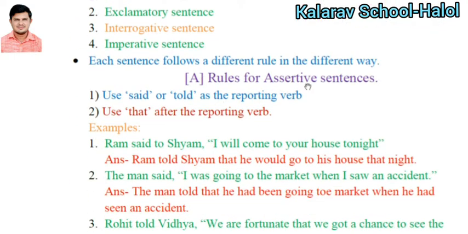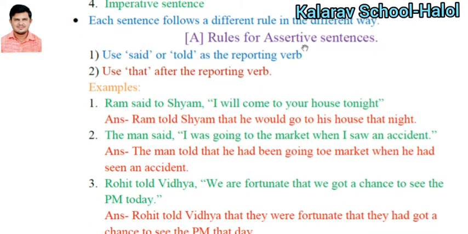First is the rule for an assertive sentence. What are the rules for an assertive sentence? If you want to change from direct to indirect speech, use said or told as a reporting verb. In an assertive sentence you can use said or told as a reporting verb. Use that after the reporting verb, as a conjunction. So there are 2 points: you can use said or told as a reporting verb, and that as a conjunction after the reporting verb.